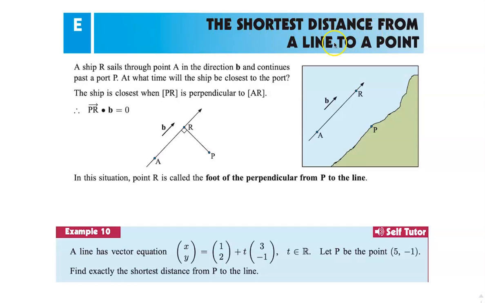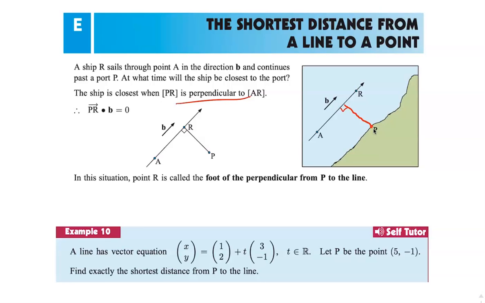The shortest distance from a line to a point. Like it says in this lesson, we're going to talk about how to find the shortest distance between a line and a point. The shortest distance between a line and any point is a perpendicular line. That's it. That's the answer, right? So if I'm trying to find the closest distance from this line here to that point right there, it's going to be a perpendicular line.